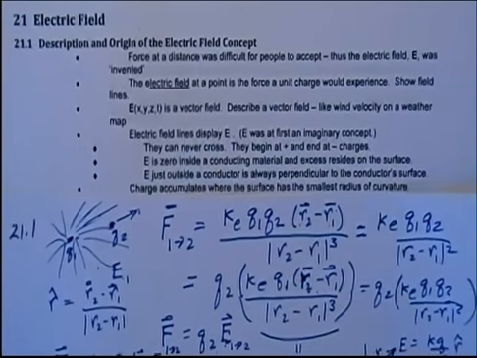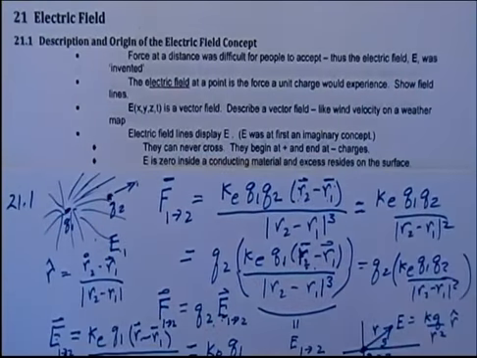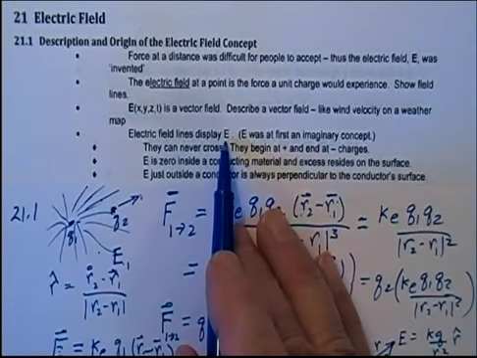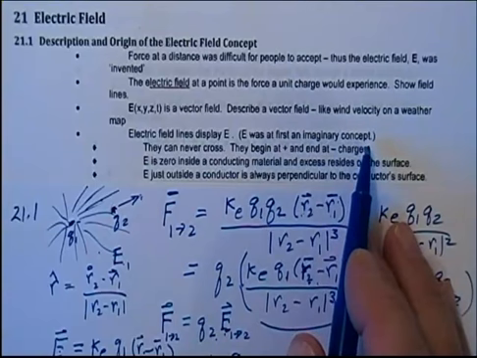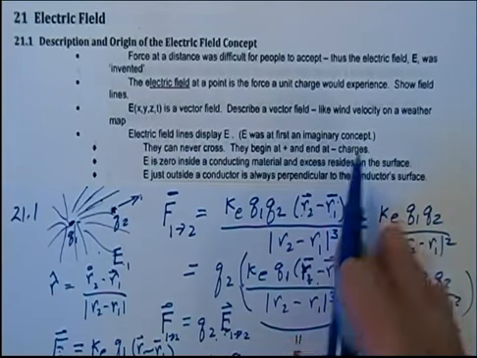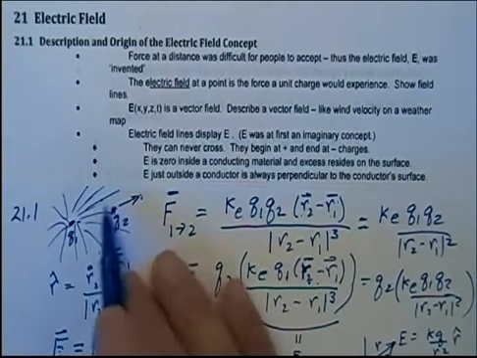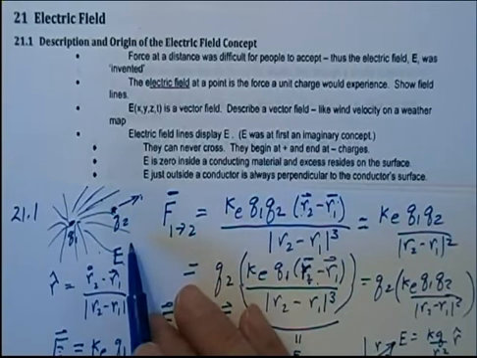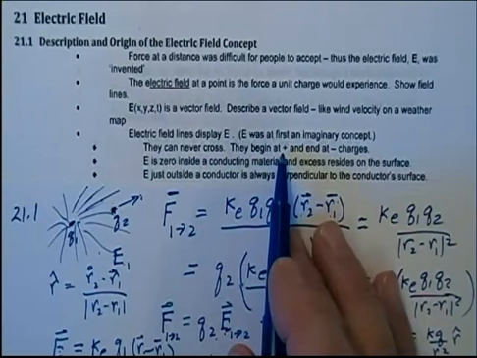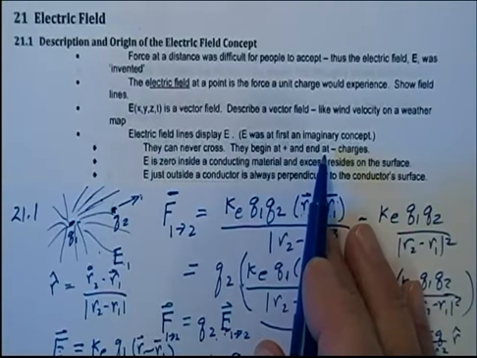Now let me mention some things about the electric field. The electric field lines display the electric field. At first, this electric field was an imaginary concept, but it turned out to be a real thing. And that was proven that the electric field exists. Even if this other particle doesn't exist out here, this electric field does go out. Electric field lines can never cross. They begin at positive charges and end at negative charges.